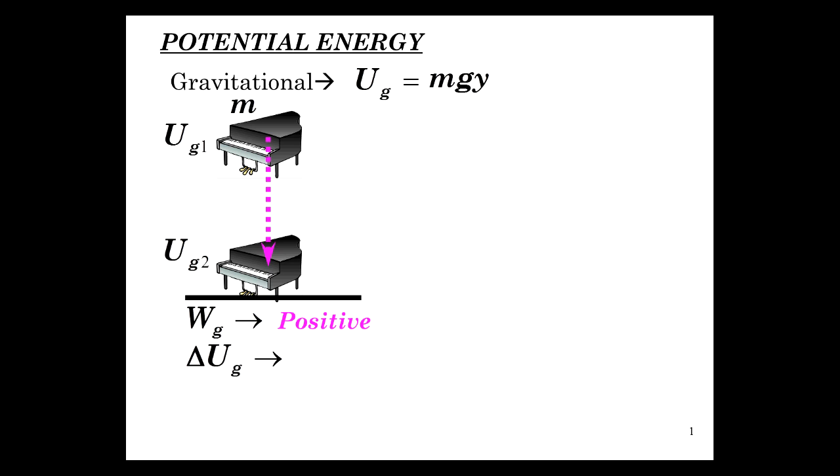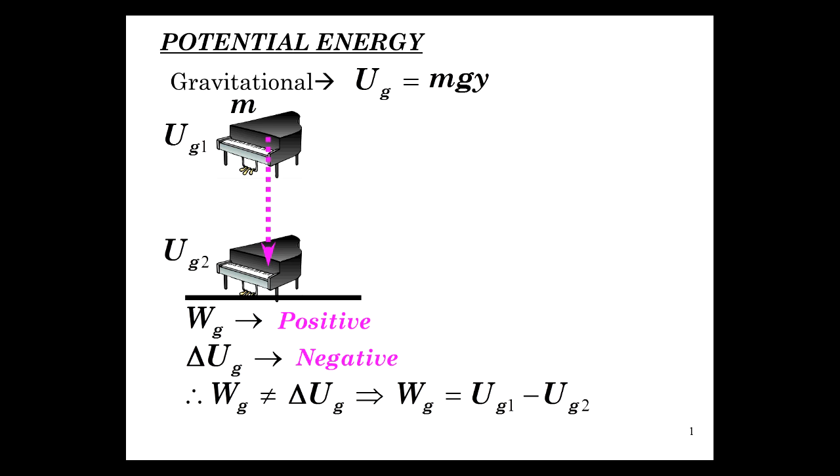How about the change in gravitational potential energy? Well, intuitively, you know it's less at the final position than at the initial position. So the change is negative. It's gone through a reduction in gravitational potential energy. Therefore, it's pretty safe to say that work done by gravity is not equal to the change in potential energy. One's positive, one's negative. Rather, work done by gravity is the same thing as what the gravitational potential energy was compared to what it is.